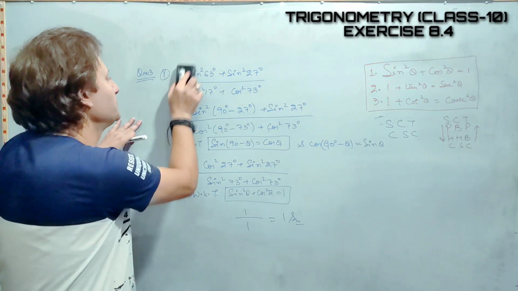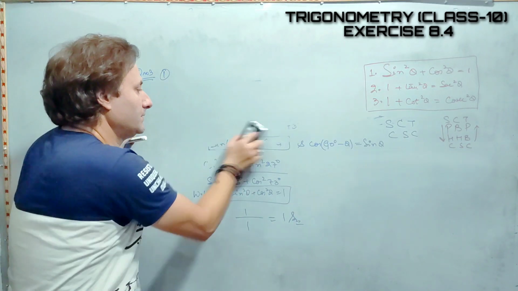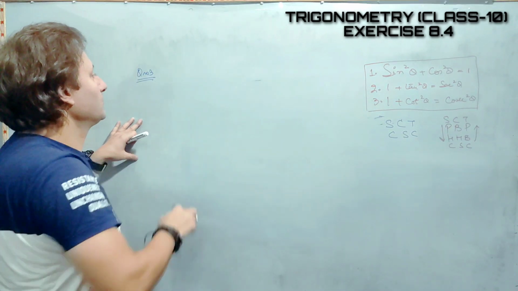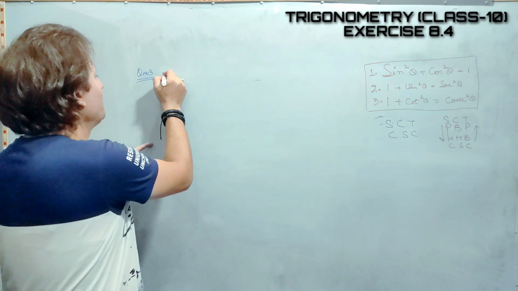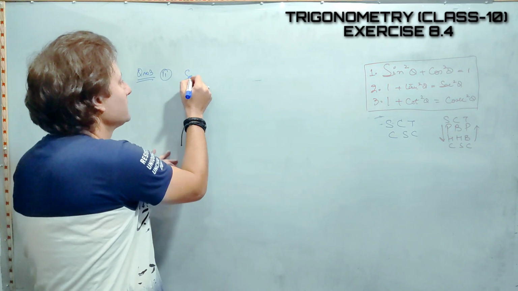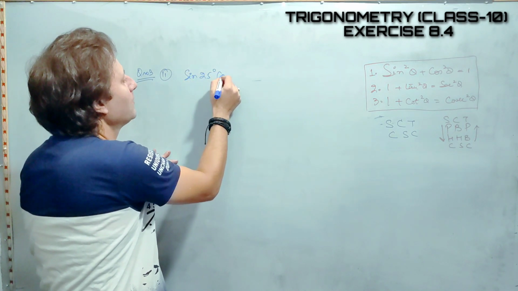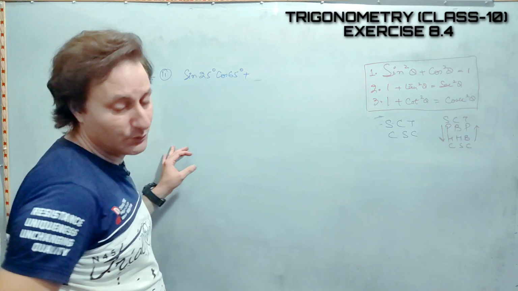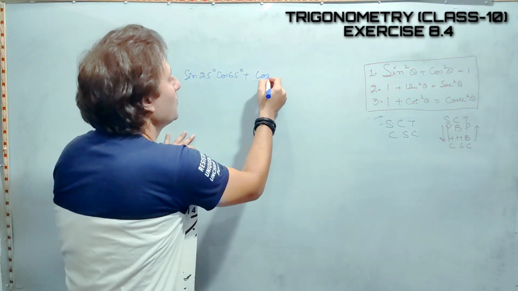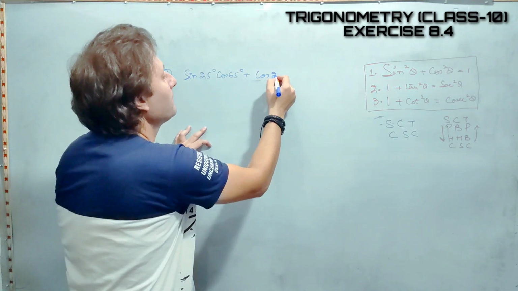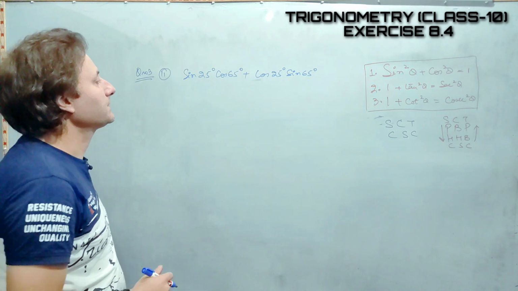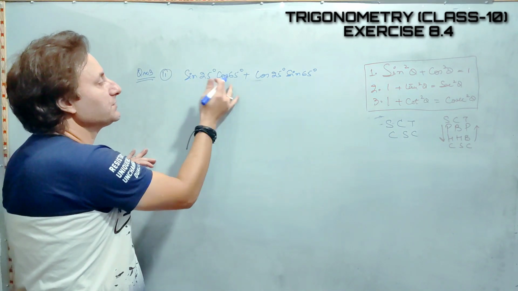I hope this is clear to you. So let's see the next part. Is it simple or complicated? So part number 2. It says sin 25° cos 65°, then we have a positive sign, cos 25° sin 65°. Clear? Yes. So now what we can do, let me change either one.